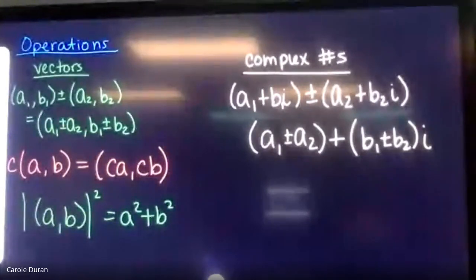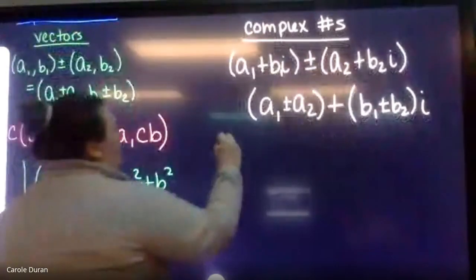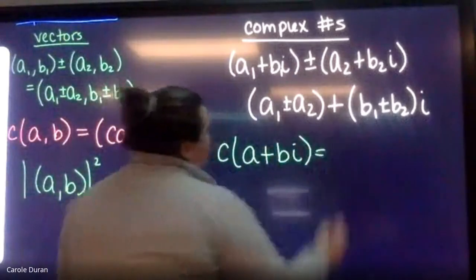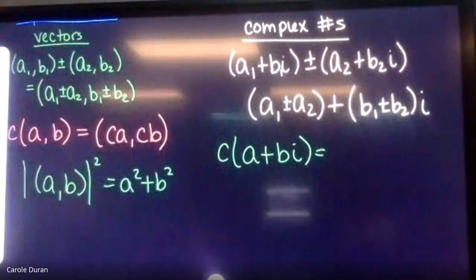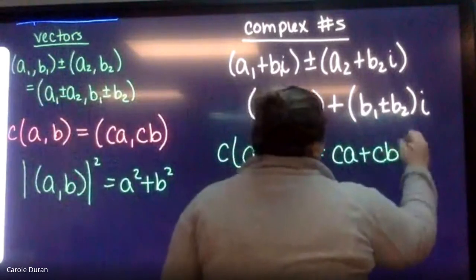Again, I know it looks confusing. We are going to do numerical examples and it'll make more sense. Just like with vectors, I can also multiply a number into a given complex number. And when I do, just like Jerry said, it distributes to each part of that complex number and creates a new one. So then this would become ca plus cb i.